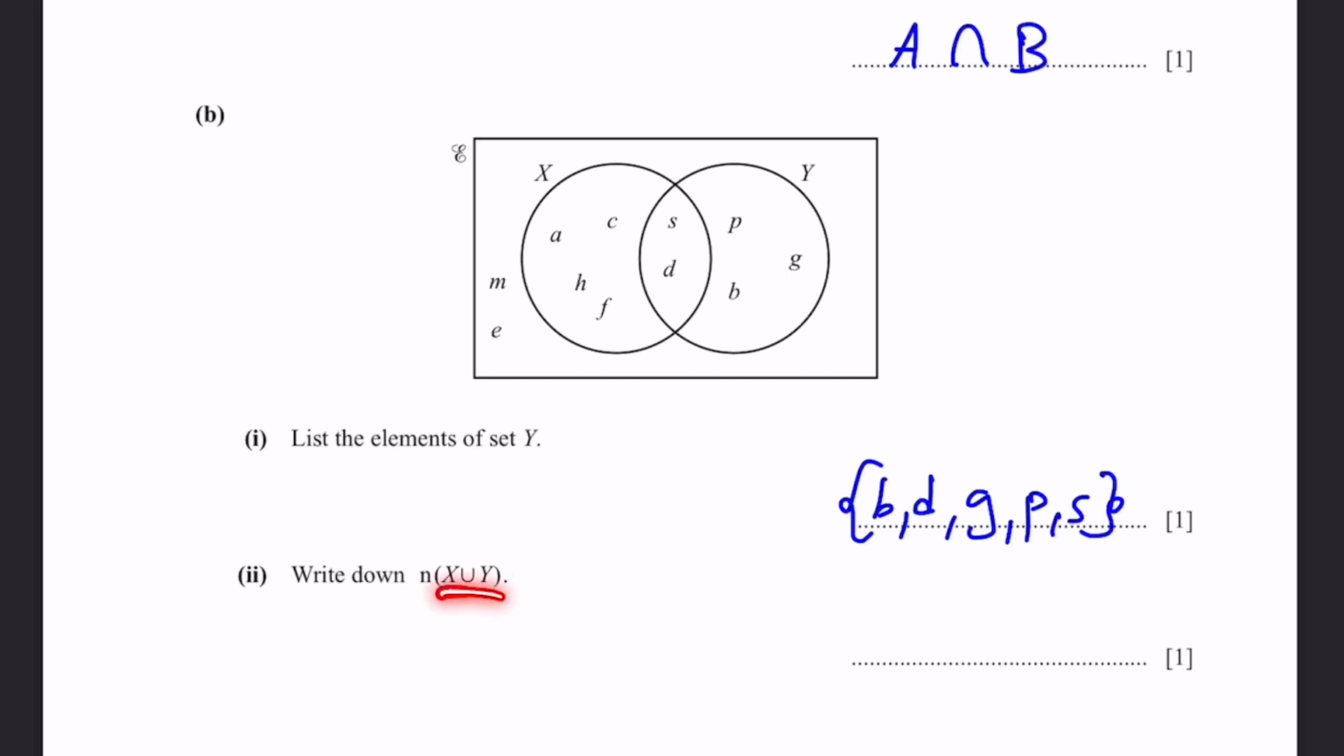2. Write down n of x union y. First of all, what's x union y? It means everything inside sets x and y. 1, 2, 3, 4, 5, 6, 7, 8, 9. Because it's n, we are counting the number. That's why I've counted 9 objects. So the number is 9. That's the answer.